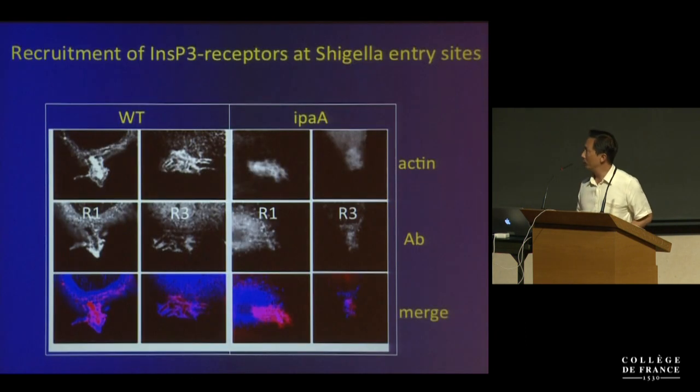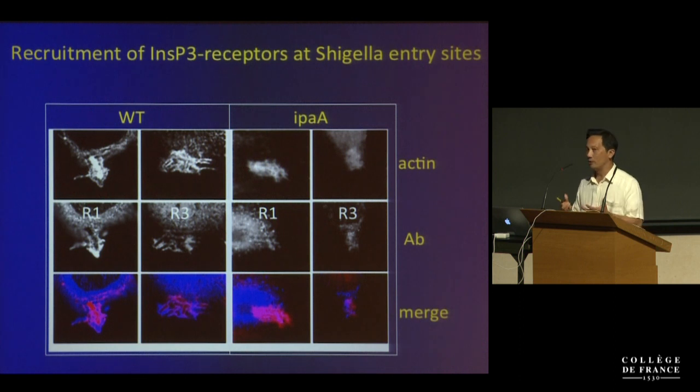So what we did first is just to stain for IP3 receptors. IP3 receptors, as you know, are present in the ER membrane, and upon IP3 binding they would open and release calcium in the cytosol. And we could clearly see that at entry sites, we have a very strong enrichment of type 1 and type 3 IP3 receptors. Those are the receptors that are expressed in HeLa cells. And if one quantifies, it's about a twofold enrichment compared to the rest of the cell.